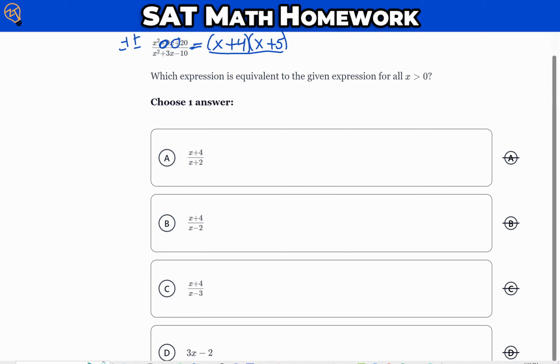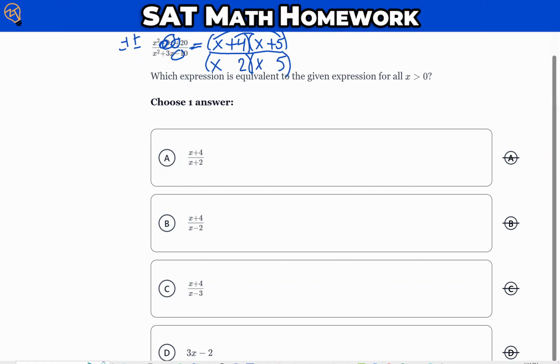I always like to do an outer inner check. So positive 5x, positive 4x gives you positive 9x. So that's looking good. Let's do the same thing for the denominator. So we're going to say what two numbers multiply to 10 and have a difference of 3? Well, 2 and 5 multiply to 10, and they're different by 3, so those are going to be our two numbers. So we'll say 2 and 5.